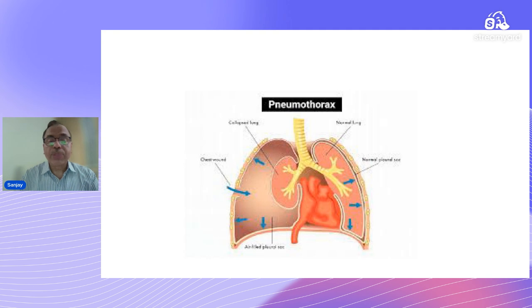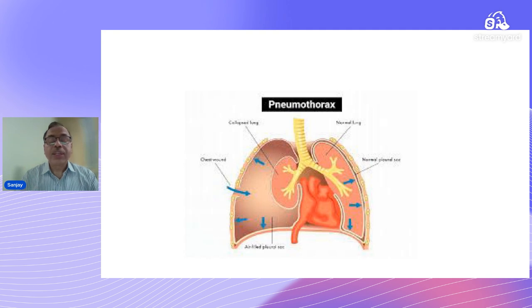Now, what happens here is, as the patient breathes in, with each inspiration, the air would enter into the pleural cavity as it has got a negative intrathoracic pressure. So, with each breath, the air enters into the pleural cavity, and during expiration, this one-way valve closes. So, the air cannot escape out with expiration, leading to trapping of air within the pleural cavity.